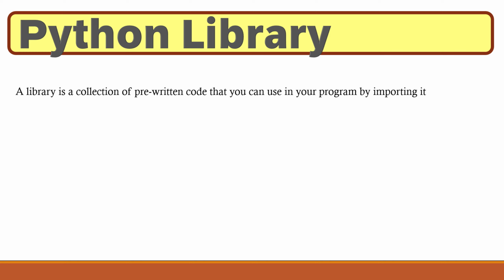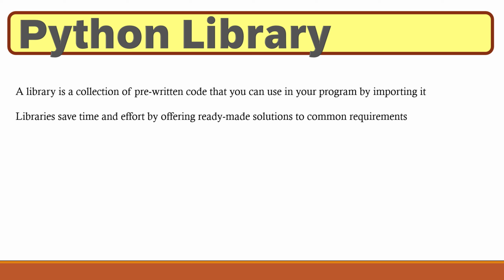A library is a collection of pre-written code that you can use in your program by importing it in. Libraries typically provide functions, classes and variables and objects. Basically, they are statements and definitions that you can use to perform specific tasks without having to write the code from scratch. So libraries are there to meet specific requirements. Libraries save time and effort by offering ready-made solutions to common requirements, so you don't have to write code from scratch yourself.